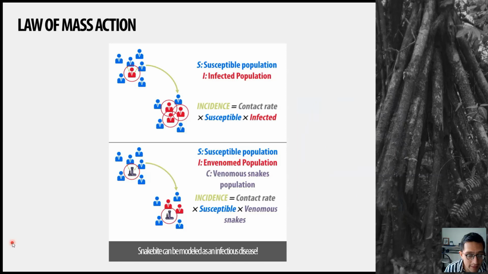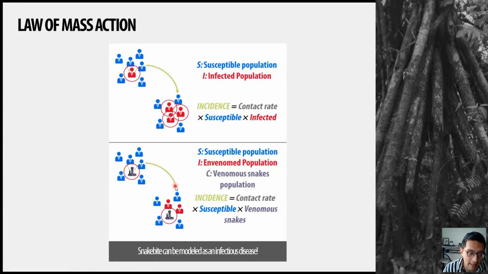So the first thing that we wanted to do is, okay, can we model a snakebite as an infectious disease? And to do this, we tried to implement the law of mass action that is widely used on infectious diseases. This law states that the incidence, the new infection, will come from contacts between susceptible and infected populations, and these contacts are going to be modeled as the multiplication of the abundance of susceptibles and the abundance of infecteds.